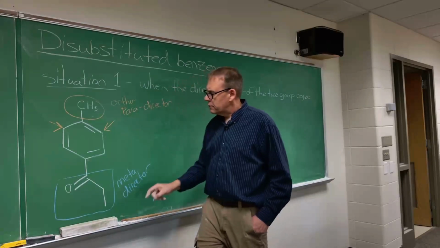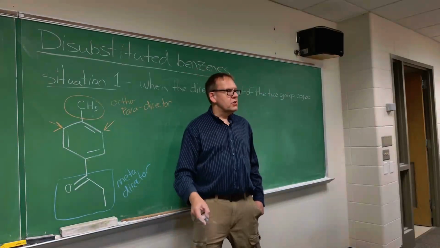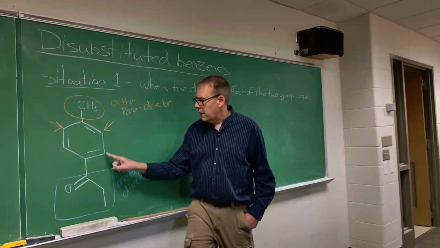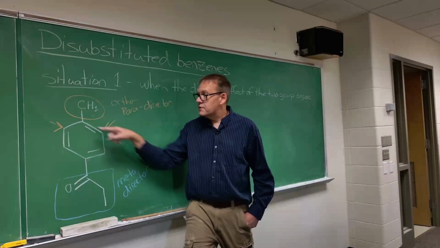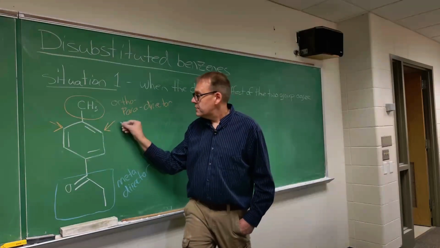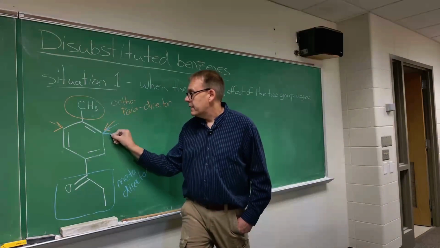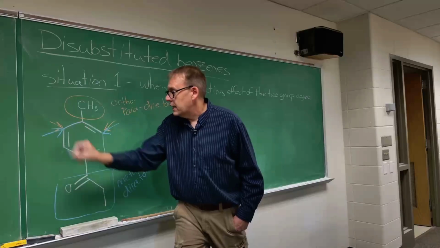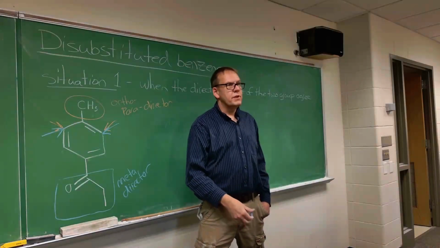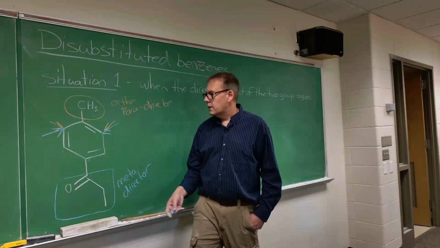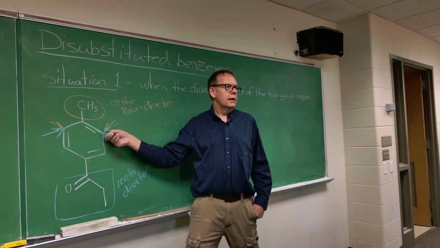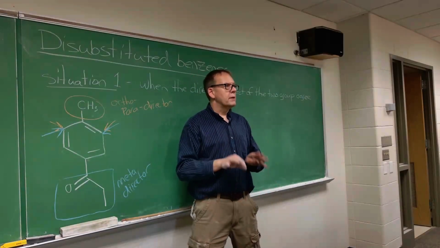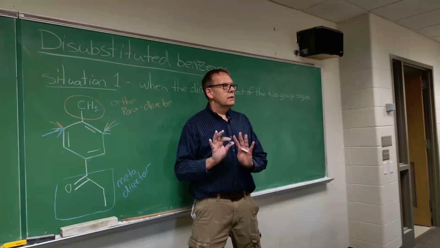So remember what meta directors do. They deactivate the positions that are ortho and para to them. So it's going to make that position partially positive and that position partially positive, but it leaves the meta positions alone. So it's going to be selecting for the positions that are meta relative to it. I'm just going to indicate that with these blue arrows. So what I'm saying here is that both substituents agreed this is the place to put a group. They both have the same overlapping, reinforcing, directing effects.